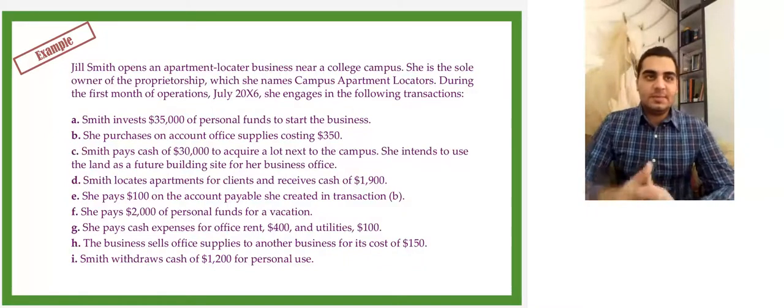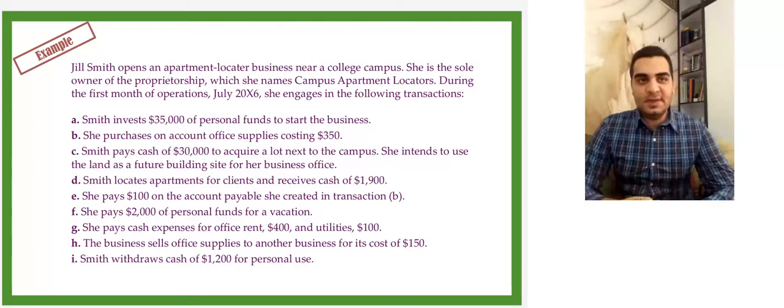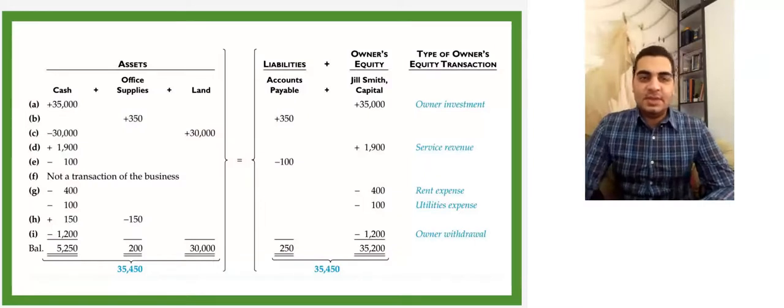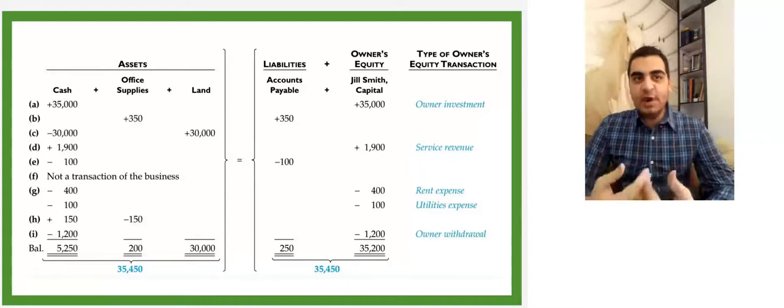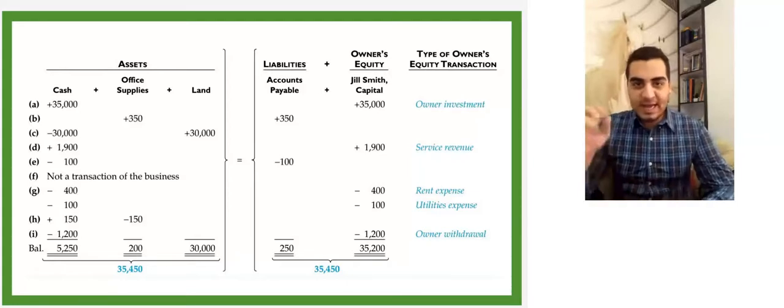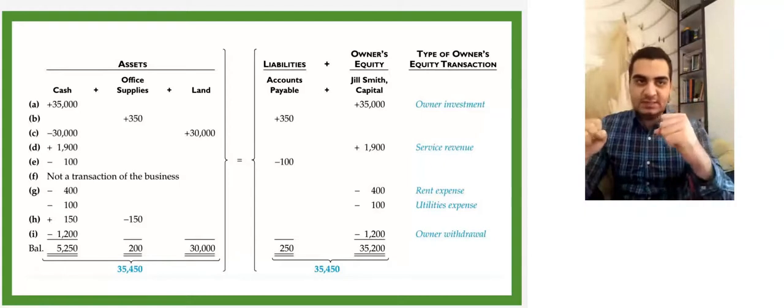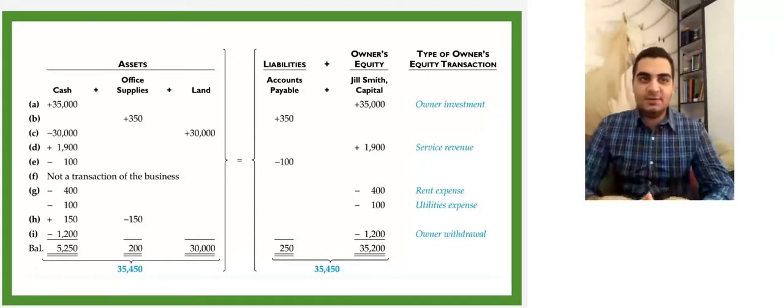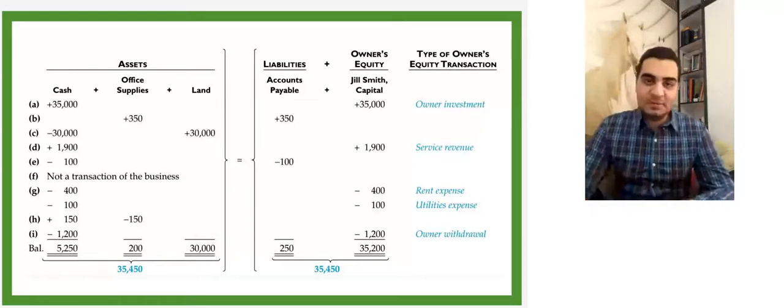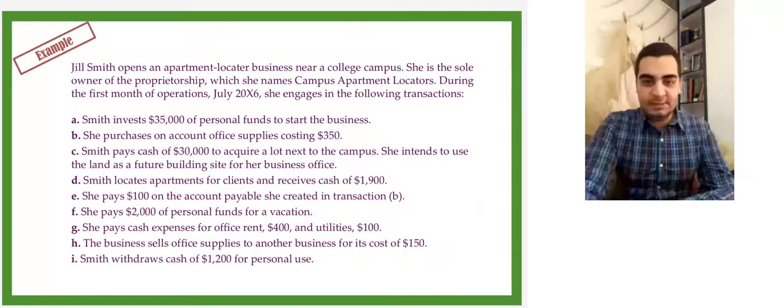The next one says Smith pays cash of $30,000 to acquire a lot next to the campus. She intends to use the land as a future building site for her business office. In these transactions, if you pay attention, we paid money and acquired land. In other words, an asset transforms to another asset. So our cash decreases by $30,000. And on the other hand, our land increases by the same amount. And as you see, our accounting equation is equal again.